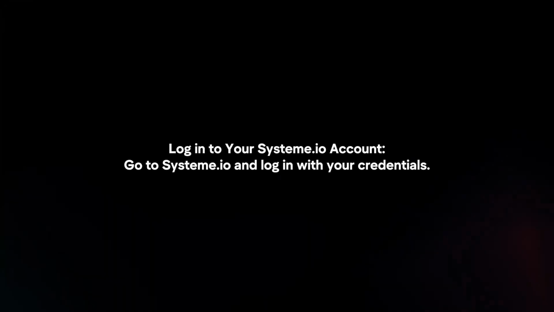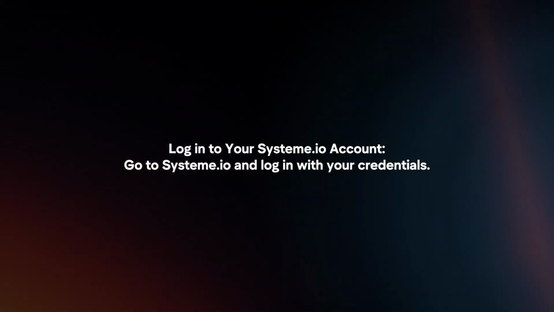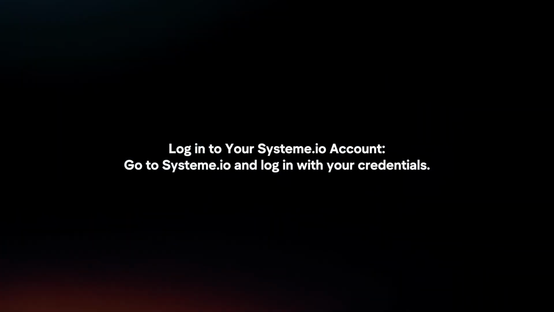Building a website with System.io is a straightforward process. Here's how you can do it. Log into your System.io account. Go to System.io and log in with your credentials.